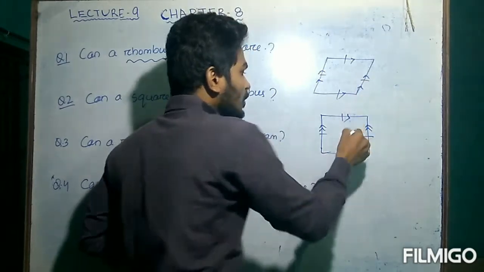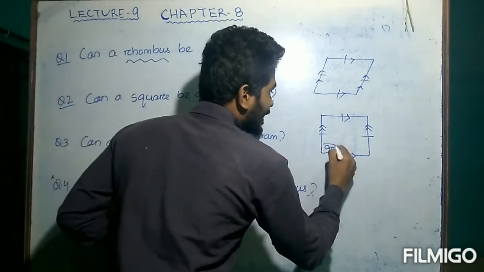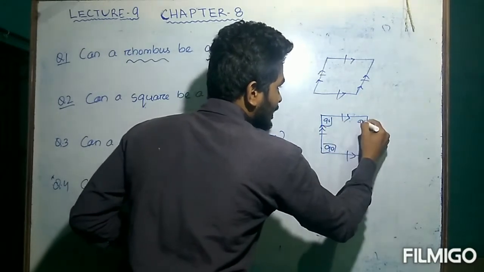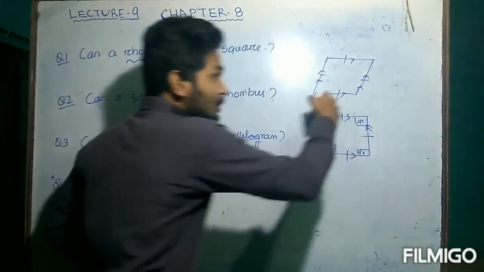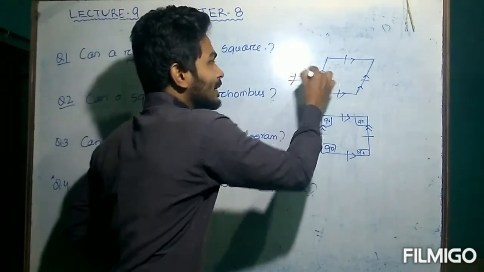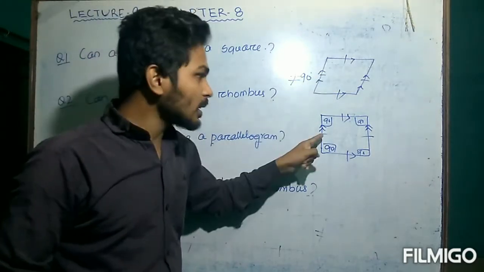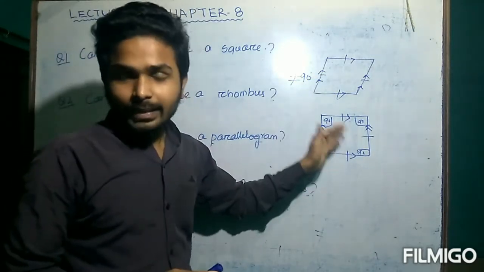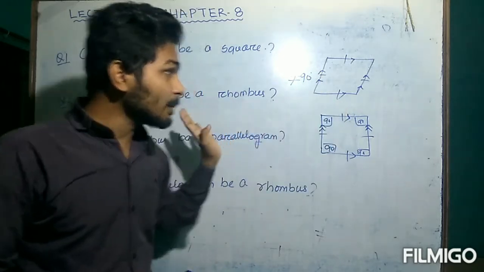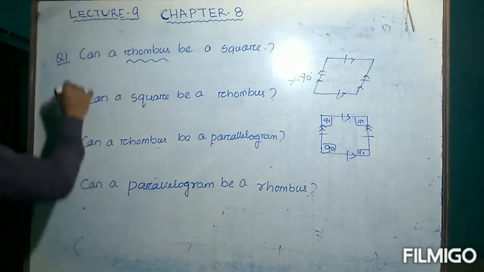Okay, now the fourth property of a square is each angle is 90 degrees, right? But in the case of a rhombus, each angle is not equal to 90 degrees. Correct? So a rhombus does not follow the 4th property of a square. That is why we can't say that a rhombus can be a square. No, we can't say. Okay? So simply you can write no.